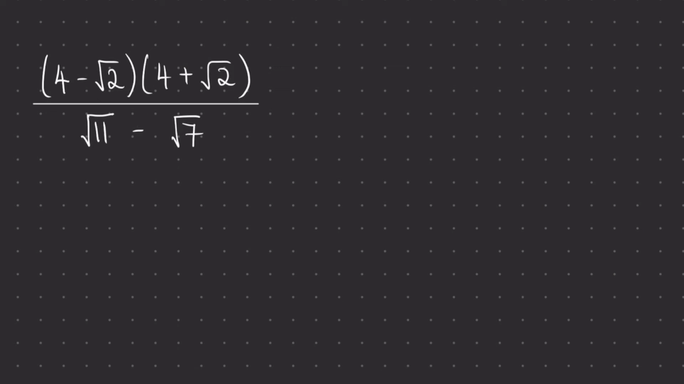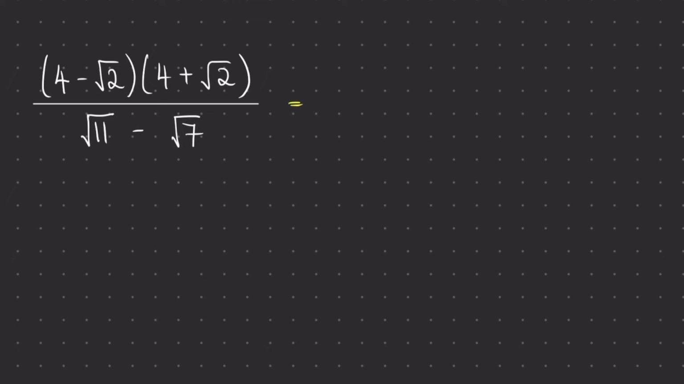Let's look at this final example together. It looks quite a complicated expression, but there's some things that we can spot that will make it easier for us. For starters, we can see that on top we have the idea of the difference of two squares. We have a bracket with a minus sign in it, the same bracket, followed with a plus sign in it. So we know that when we spot these two brackets next to each other, they're going to rationalize.